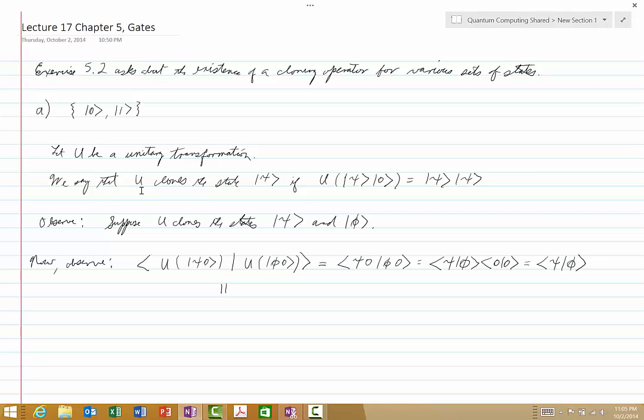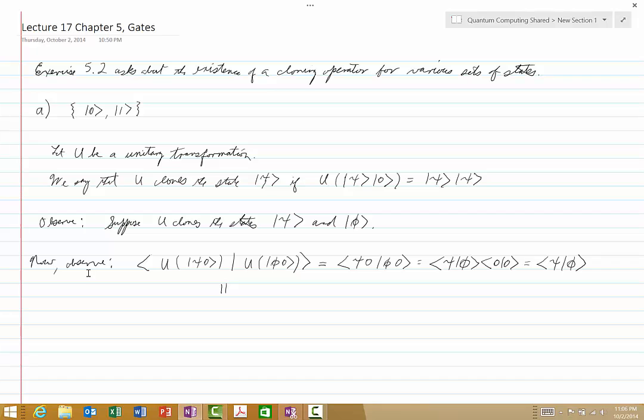And we say that U clones the state psi. Now this is just a definition. U is said to clone the state psi if U of psi 0 is equal to psi. Now, this information alone, plus the fact that U is unitary, leads to an interesting observation that will help us with this problem. So the observation begins as follows. We're going to suppose that U clones the two states, psi and phi. So U clones two different states, psi and phi.